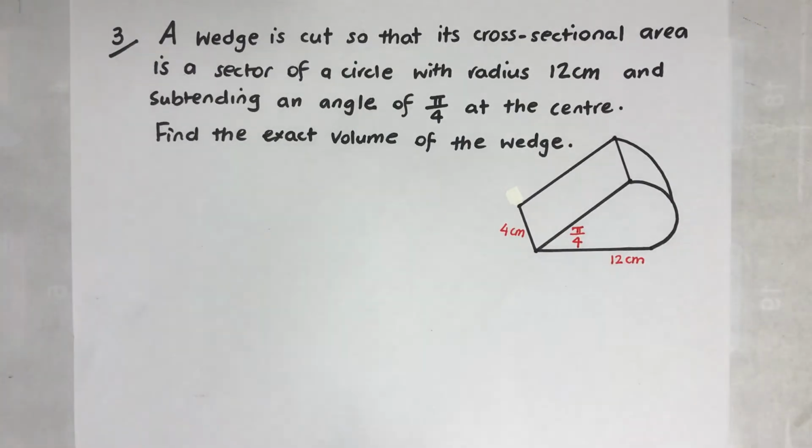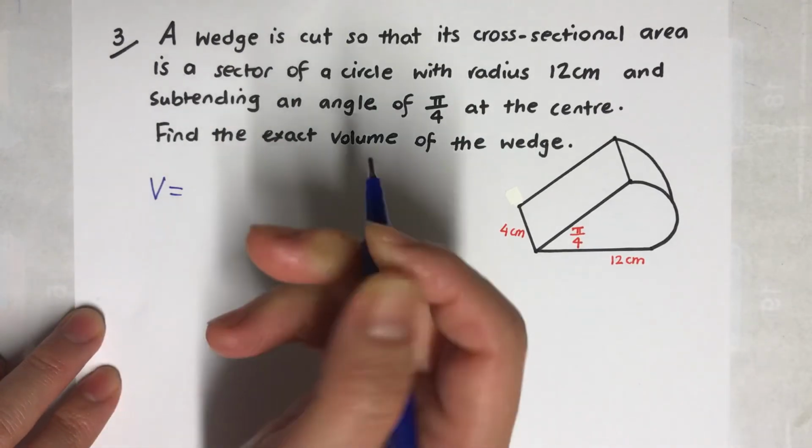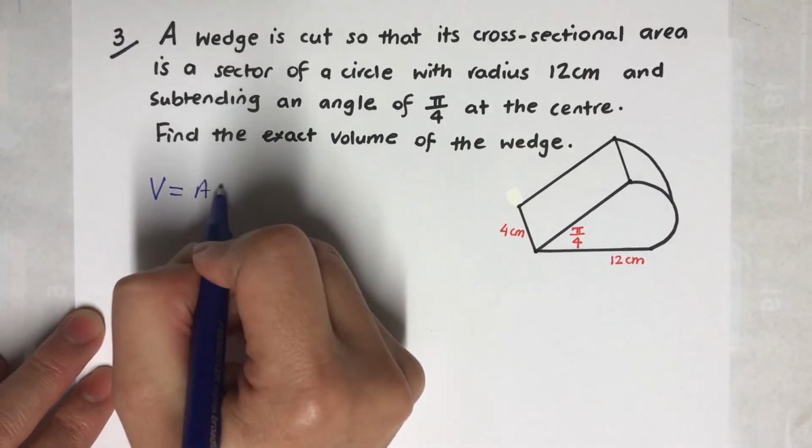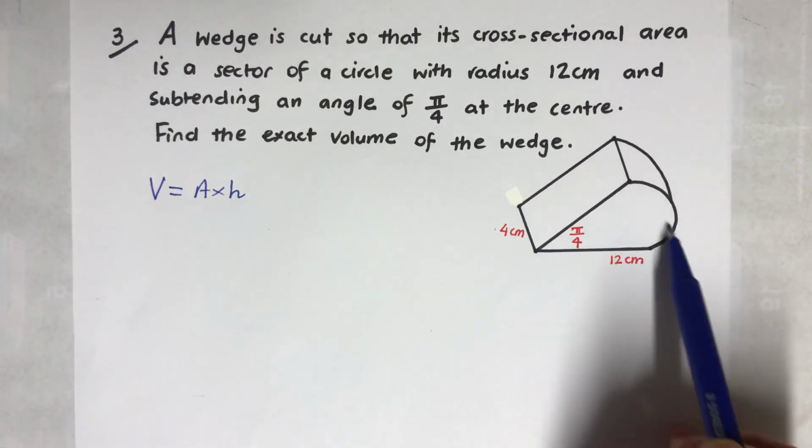Okay, so a wedge is cut so that its cross-sectional area is a sector of a circle with a radius of 12 centimeters and subtending an angle of pi over 4, which is 45 degrees at the center. Find the exact volume guys, so we don't want any decimals or anything like that, of the wedge. Okay, so let's have a look. What's the volume, guys? When you want to find the volume, is the area of the base times height, isn't it? So that's my height here. The area is my sector.